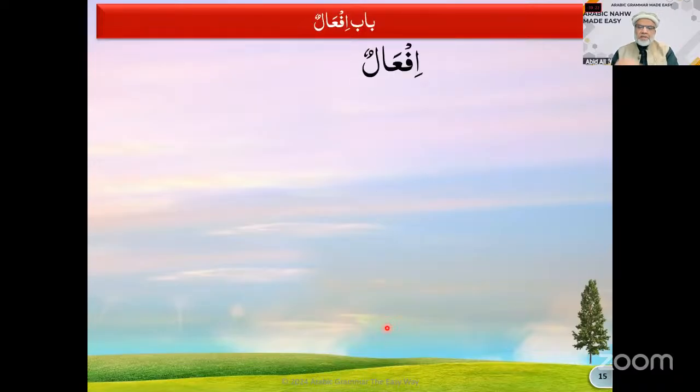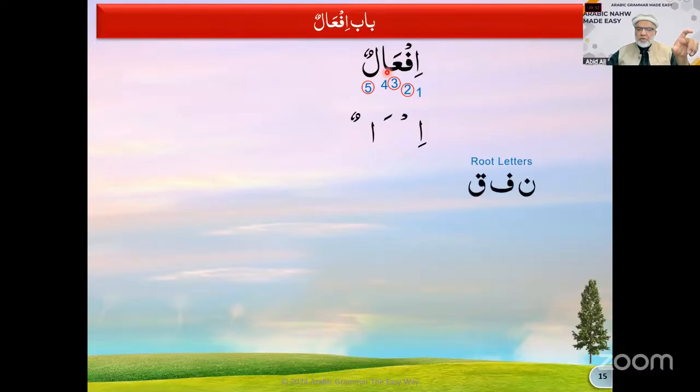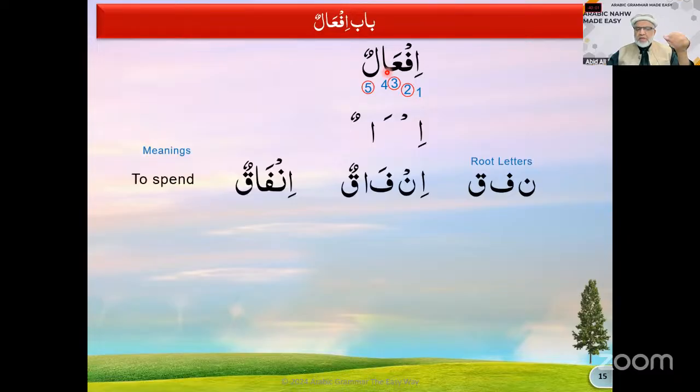Okay, so let's take a look at this information again. In Bab If'āl, in the Maṣdar, we have these 2 additional letters. The original ones are the fa, the ain and the lam, right? And the 2 additional letters are this alif and this alif. If we remove the letters and just keep the additional letters and the harakas, then if I give you, for example, noon, fa and qaf, it will become infaqun. Yes, infaq means to spend.